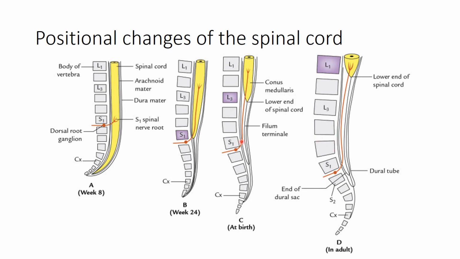If the spinal anesthesia is given in the newborn at this level, it may damage the spinal cord. So knowing the positional changes of the spinal cord with respect to age is of clinical importance.